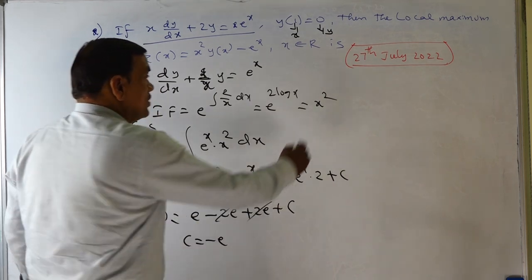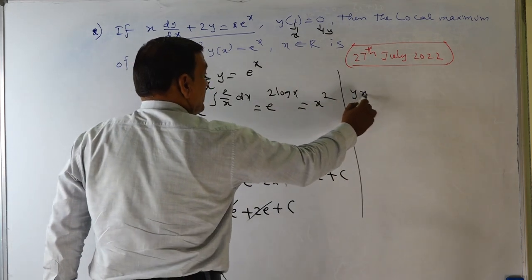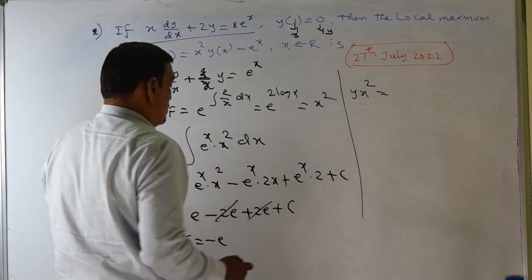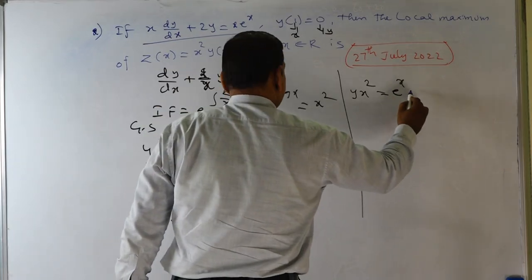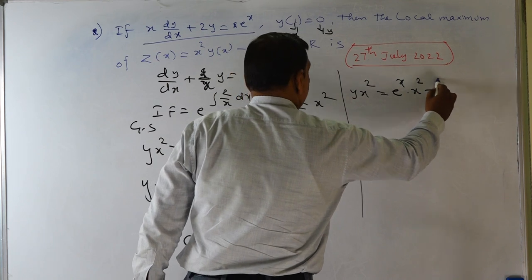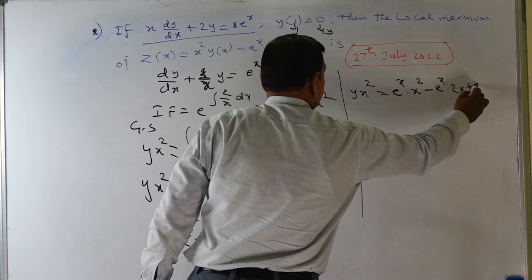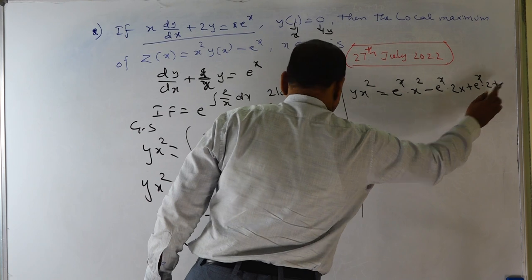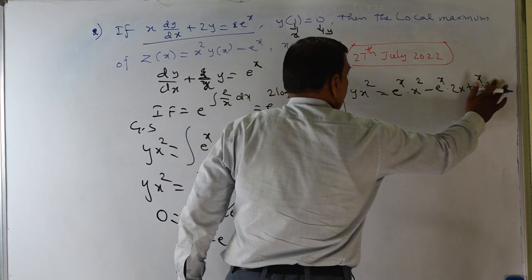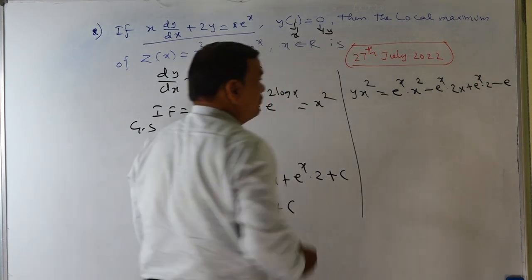So, on the whole, what did you get? y x square is equal to e power x into x square minus e power x into 2x plus e power x into 2, plus, sorry, c value is minus e. So, this is the function we got.